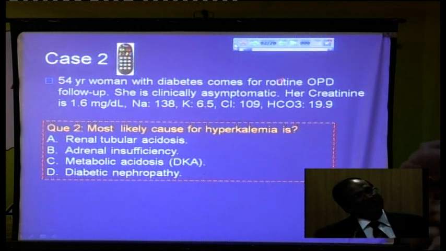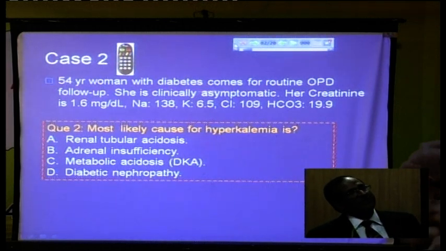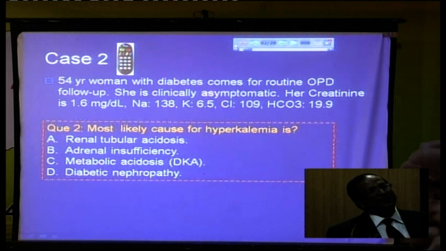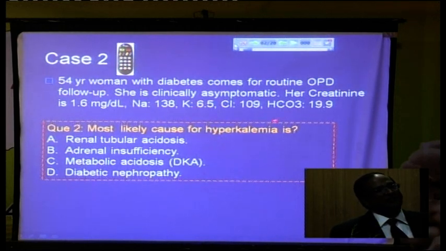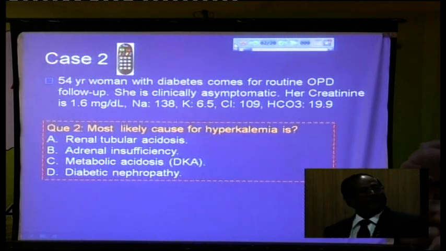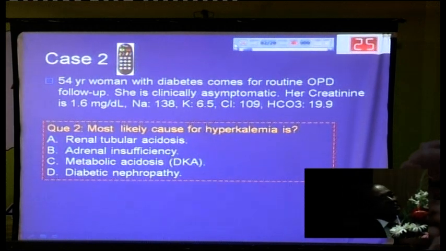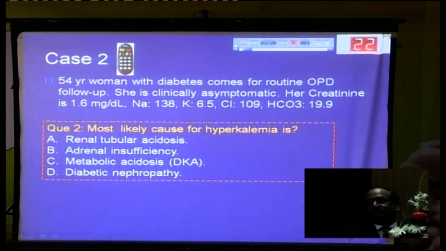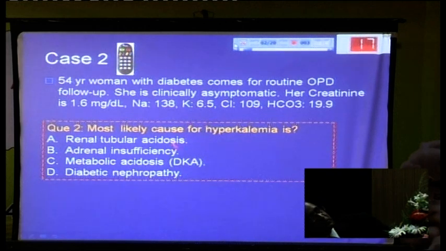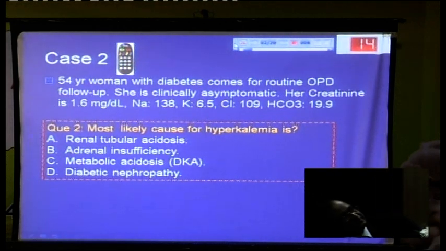A 54-year-old diabetic comes to the routine OPD for follow-up, asymptomatic, creatinine 1.6, sodium 138, potassium 6.5, chloride 109, bicarbonate 19.9. What is the most likely reason for hyperkalemia? Few people have answered so far. Come on, handsets.